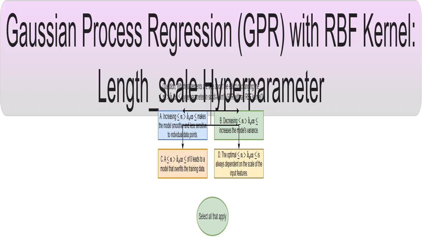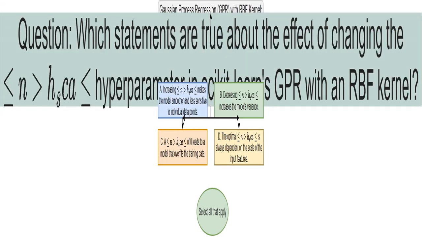I'm using GPR, which is Gaussian process regression, with an RBF kernel, radial basis function. The RBF kernel measures similarity between data points using a distance calculation. Think of it as how much one data point influences its neighbors. The question focuses on how changing the length scale parameter affects the GPR model. The length scale controls how far apart data points must be to become essentially independent of each other.